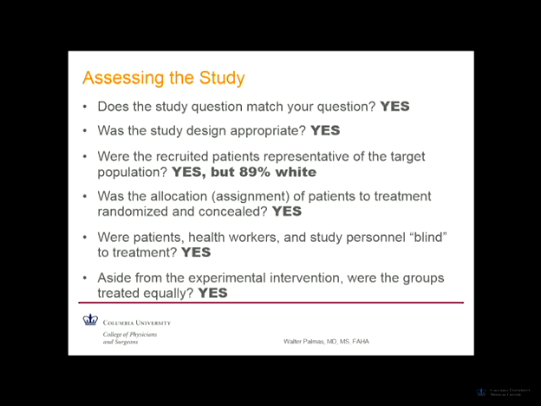So does the study question match the question you had for your patient? I think the answer is yes. Was the study design appropriate? Yes. Now, recruited patients. And this is the trick. We don't know, essentially, how well spironolactone works for people with substantial African ancestry.